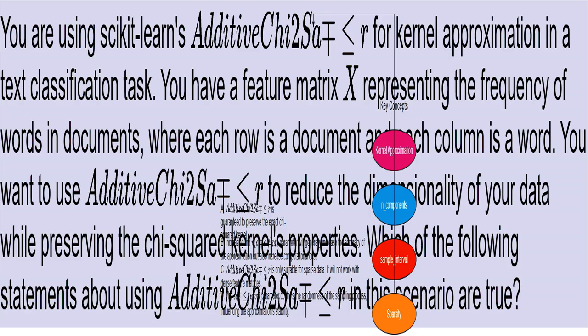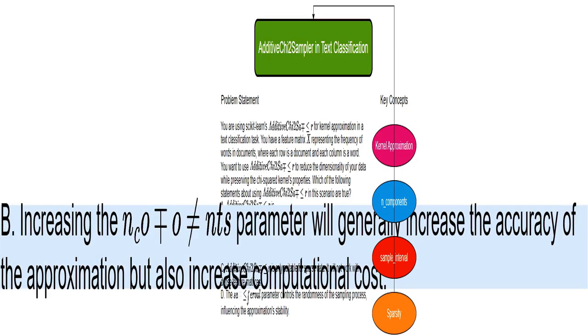This statement explores whether AdditiveChi2Sampler gives you the exact same chi-squared kernel after reducing the dimensionality. We'll find out if that's true or false shortly. This statement tests whether increasing the number of components, NCOMPONENTS, in AdditiveChi2Sampler improves accuracy at the expense of more computation. We'll need to examine this carefully.